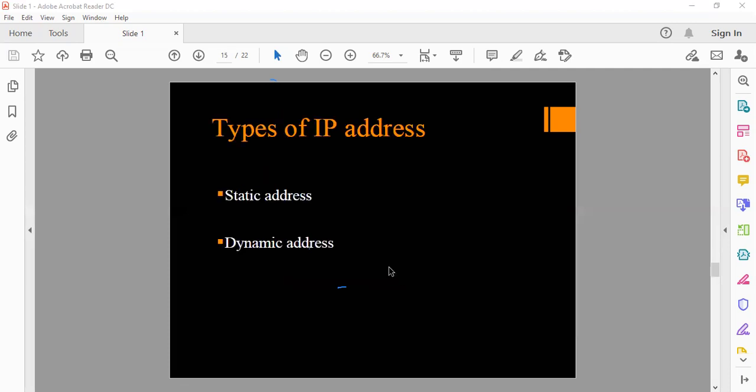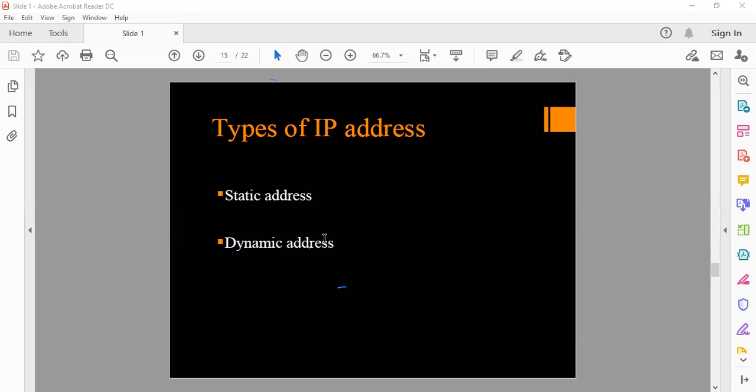What is static IP addressing and what is dynamic IP addressing? Anyone from your side, explain static IP addressing and dynamic IP addressing. For static IP, I think you can put this manually by hand. If you need to configure an IP for any host, yeah.